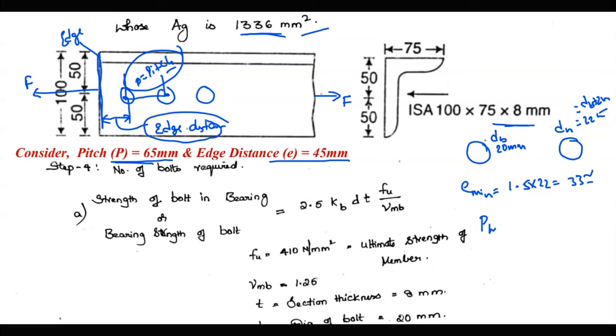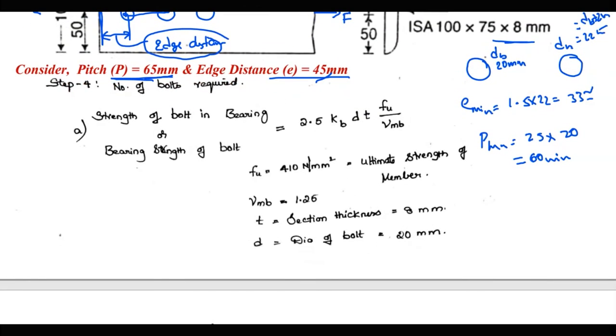And what is the pitch minimum, which is equal to 2.5 times the diameter of the bolt, that is 20, which will give you 60. So this is the minimum value. So I have taken 65 as the pitch and edge distance of 45. That's not an issue. So now step 4 is I need to find out the number of bolts.